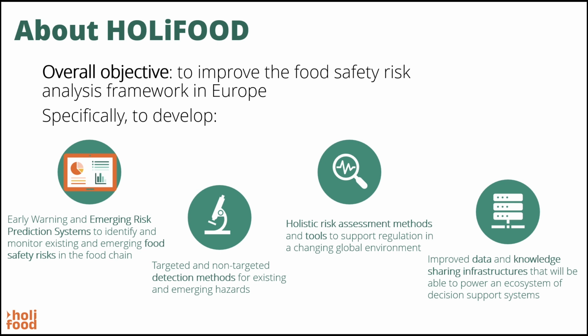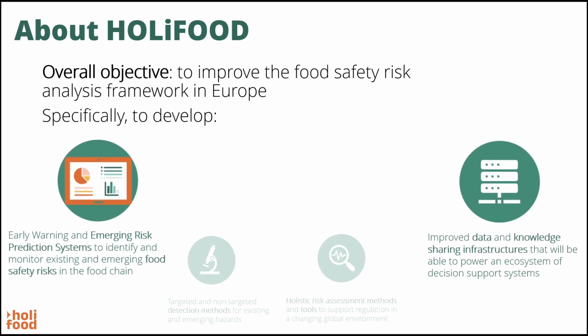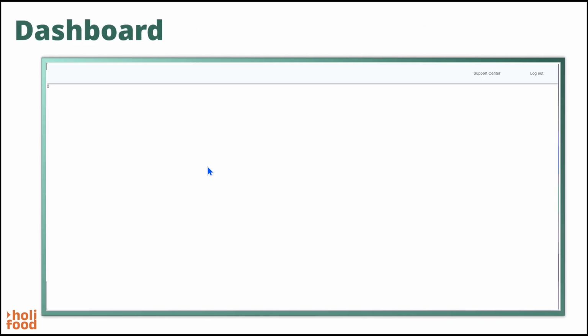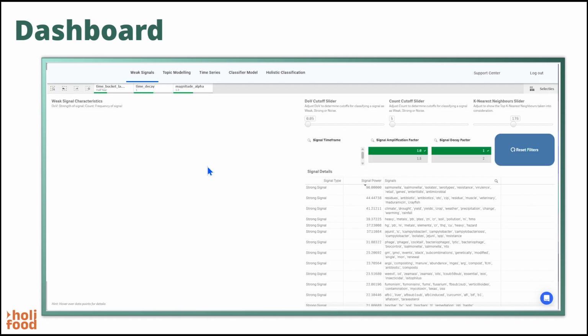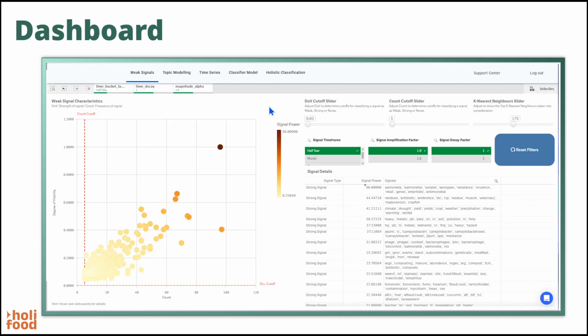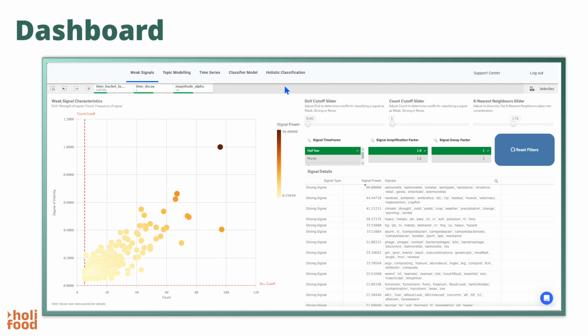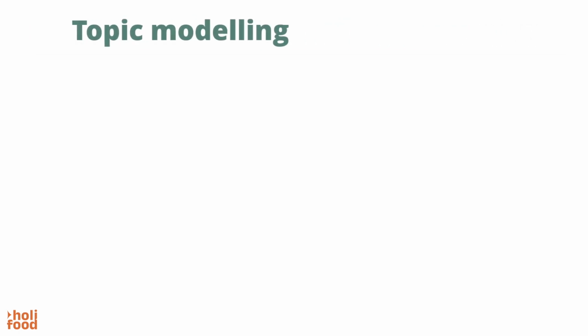In this video, I'll be focusing on two specific objectives, which come together in the dashboard that my colleagues have developed. This is the HOLiFOOD dashboard. After logging in, we can see that there are 5 different tabs, which represent 5 different tools and models. In this video, I'll be focusing on 3 of these tools. Let's start with the topic modeling tool.